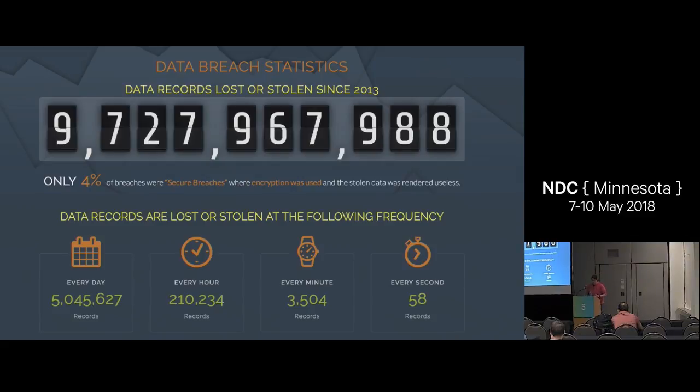The bit that is worrying is the line underneath where it says only 4% of breaches were classed as secure breaches. And by secure they mean, was the data encrypted that was being stolen? And only 4% of cases was that data actually useless to the people that stole it.